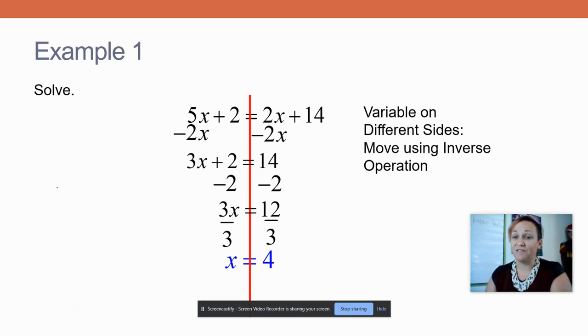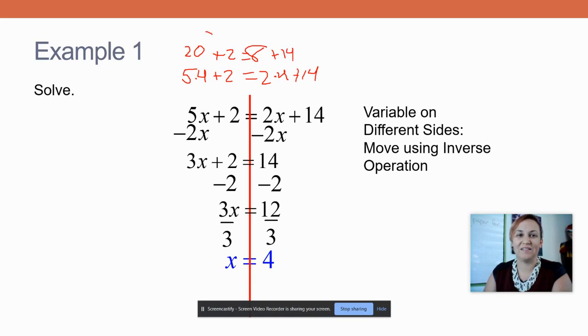Just like in the first half of this chapter, you are able to check your work. You would check it by plugging it back in to the original problem. And then you would use your order of operations to simplify each side individually and see if you get the same answer. Make sure that you're plugging in the number 4 everywhere that you see the letter x. And I get 22 equals 22. And so 4 is definitely the right answer.